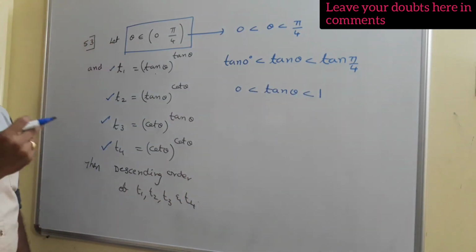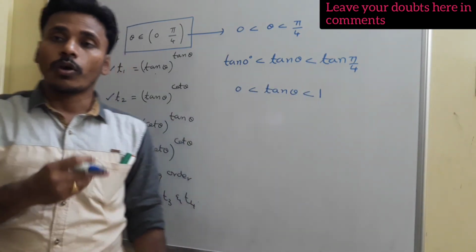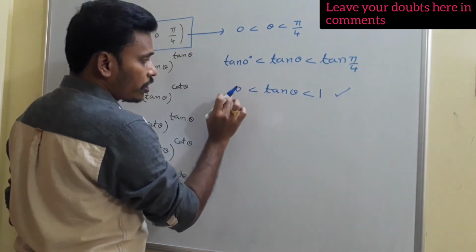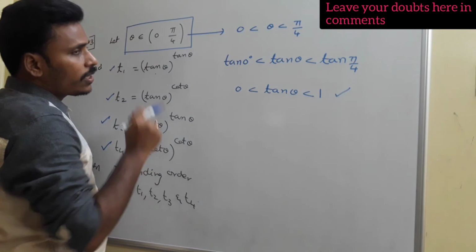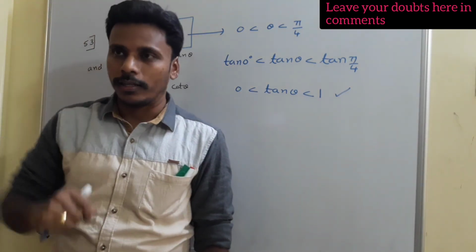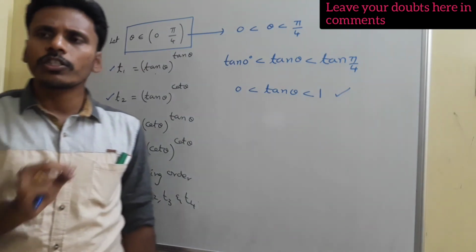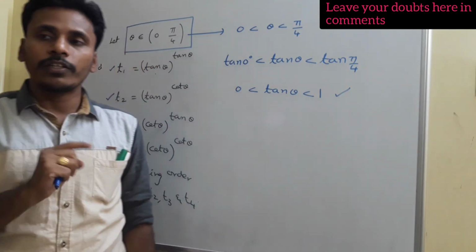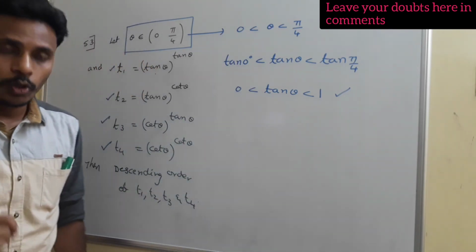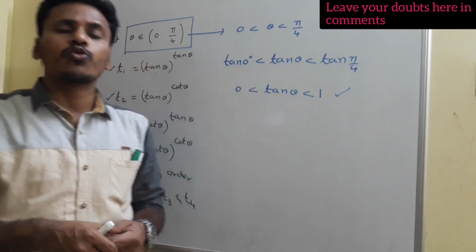Now you need to think. Now your logic must work here. Tan theta is a number which is in between 0 and 1. Take any number in between 0 and 1 and then take its reciprocal. For suppose 0.5 is a number between 0 and 1. 0.5 is just 1 by 2. If you take the reciprocal, you get 2, right?